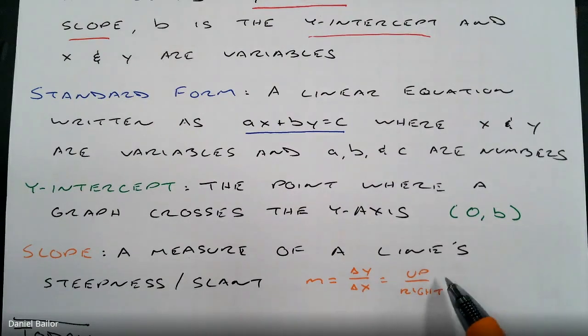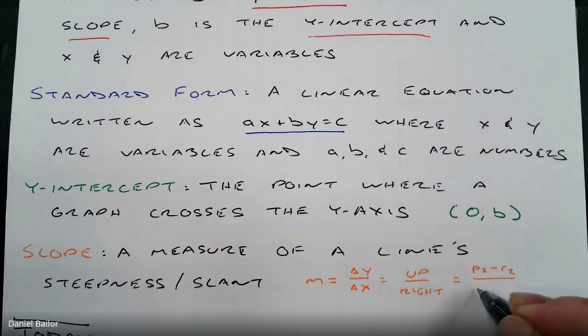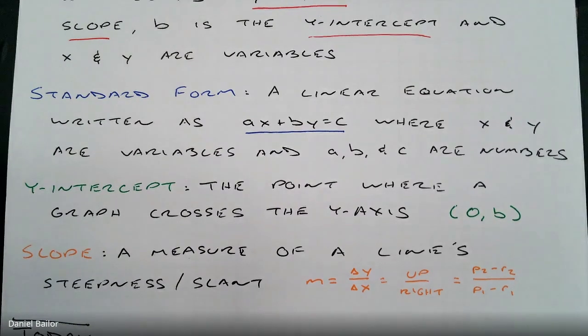Or the simple way I said it is up divided by right. You can also use the slope formula, remember, which is y2 minus y1 divided by x2 minus x1. So that's how you find slope: how y changes divided by how x changes, or up divided by right. However you want to think about it, slope just measures the steepness of a line. We're going to have to find slope and find the y-intercept to do our work today.